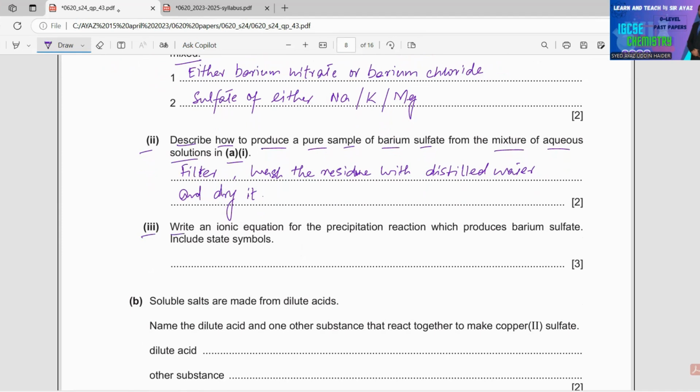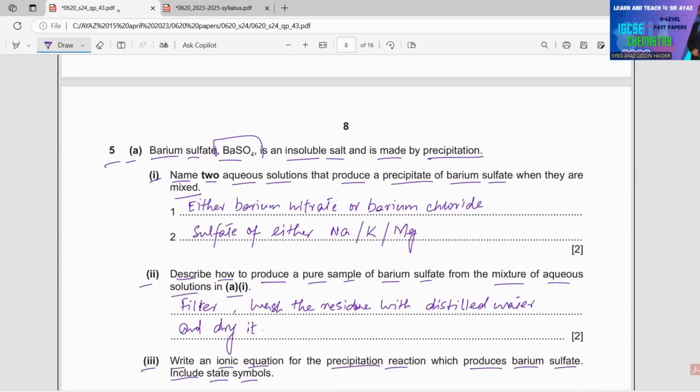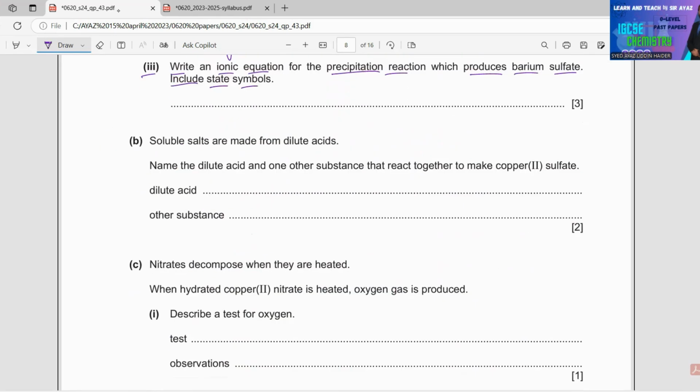Number 3, write an ionic equation for the precipitation reaction which produces barium sulfate. Include state symbols. Now we need to make the ionic equation for barium sulfate. The formula for barium sulfate is provided. So the product must be BaSO4, and it must be in the solid state. So I will write the solid state.